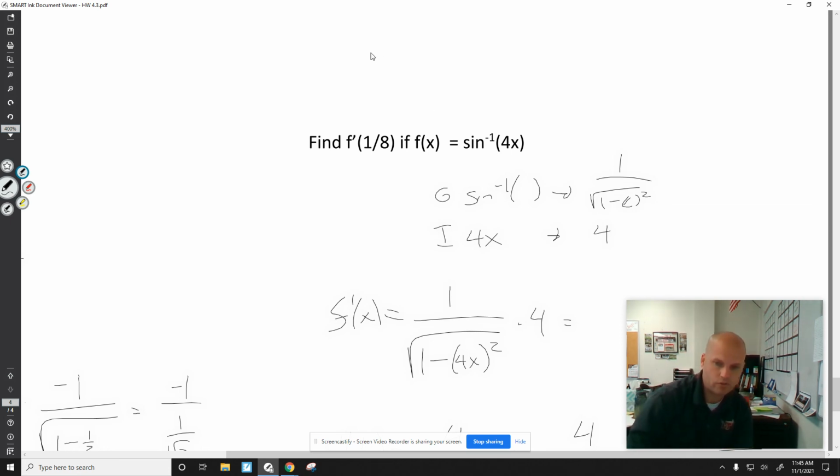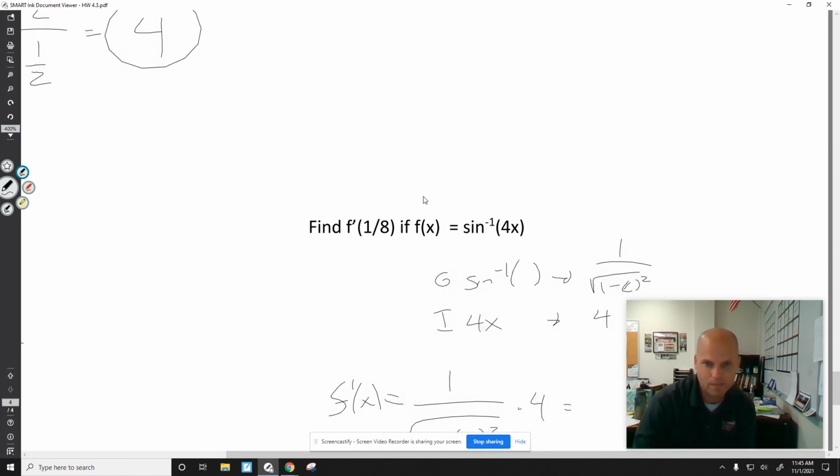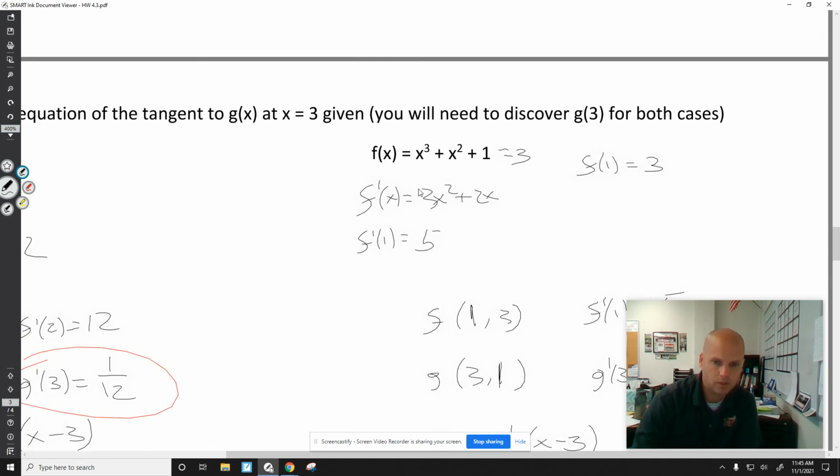So that's it. Those are your inverse derivatives. I mean, I don't think it's a tough lesson. 2 things to know, your table, as well as your inverse trig derivatives. So hopefully we're good with this.